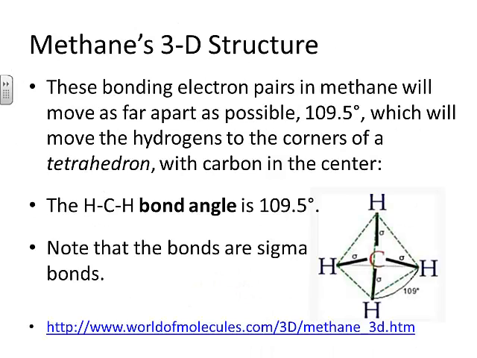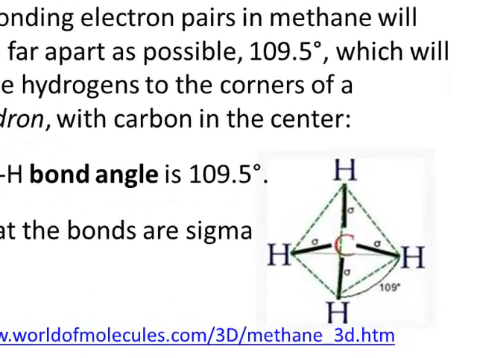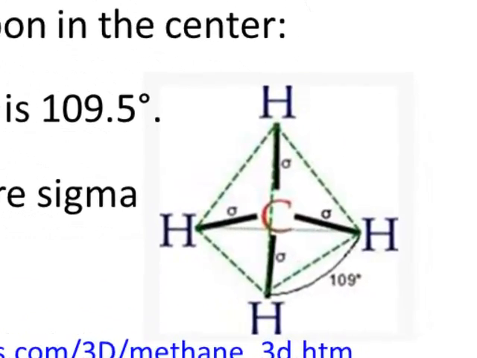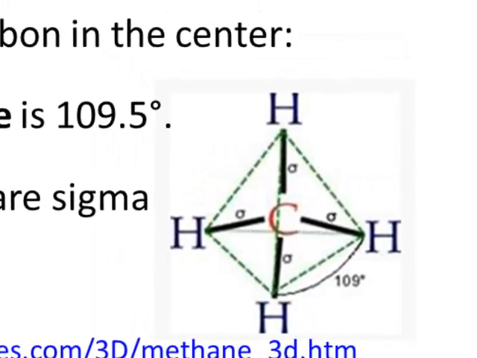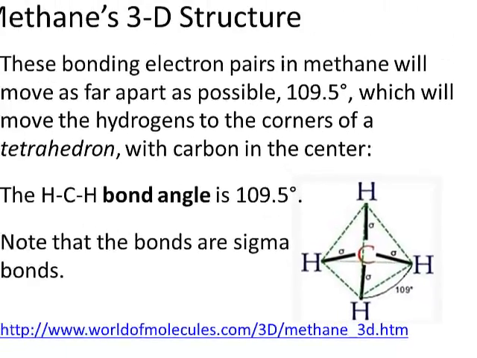Now these bonding pairs in methane, as I mentioned, moving as far apart as possible is 109.5 degrees, and that's going to move all of those hydrogens to the corners of a three-dimensional shape known as a tetrahedron. Carbon's going to be sitting inside of the tetrahedron, kind of in the center of the shape. You can see that pictured here on the right. And the hydrogen-carbon-hydrogen bond angle, HCH bond angle, is 109.5 degrees. And all of those bonds, recall, are sigma bonds, and they're labeled as such in this diagram.